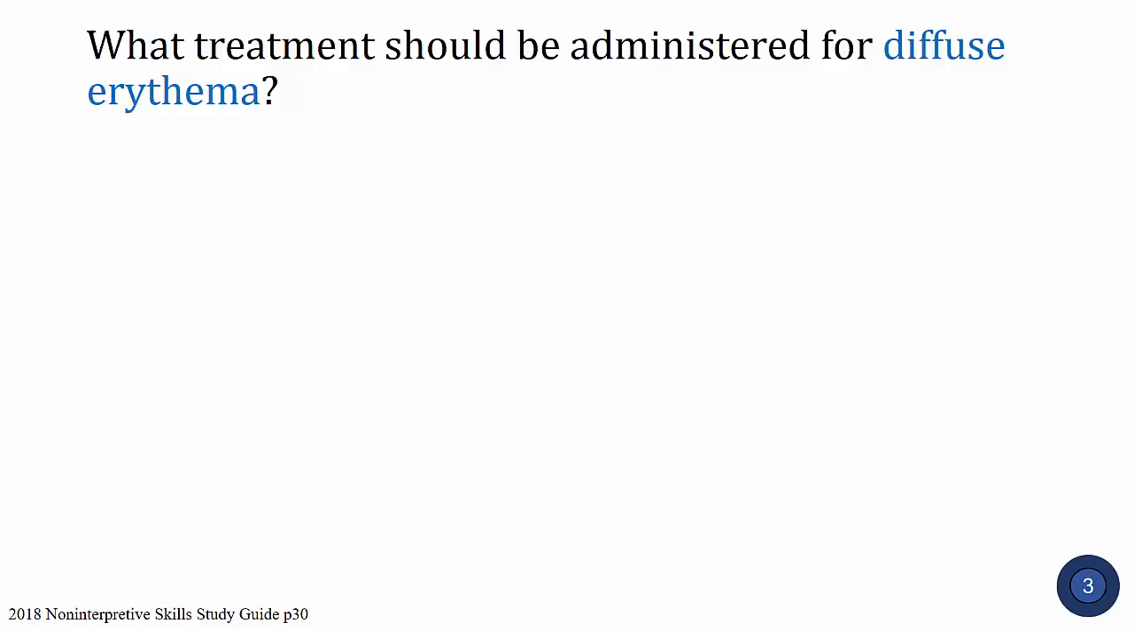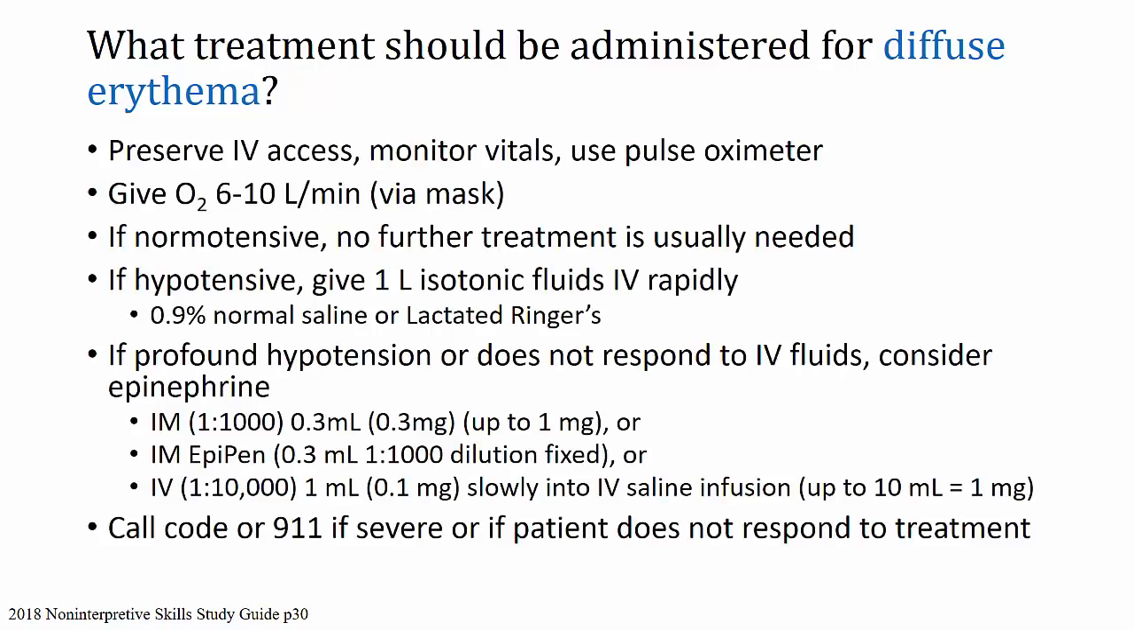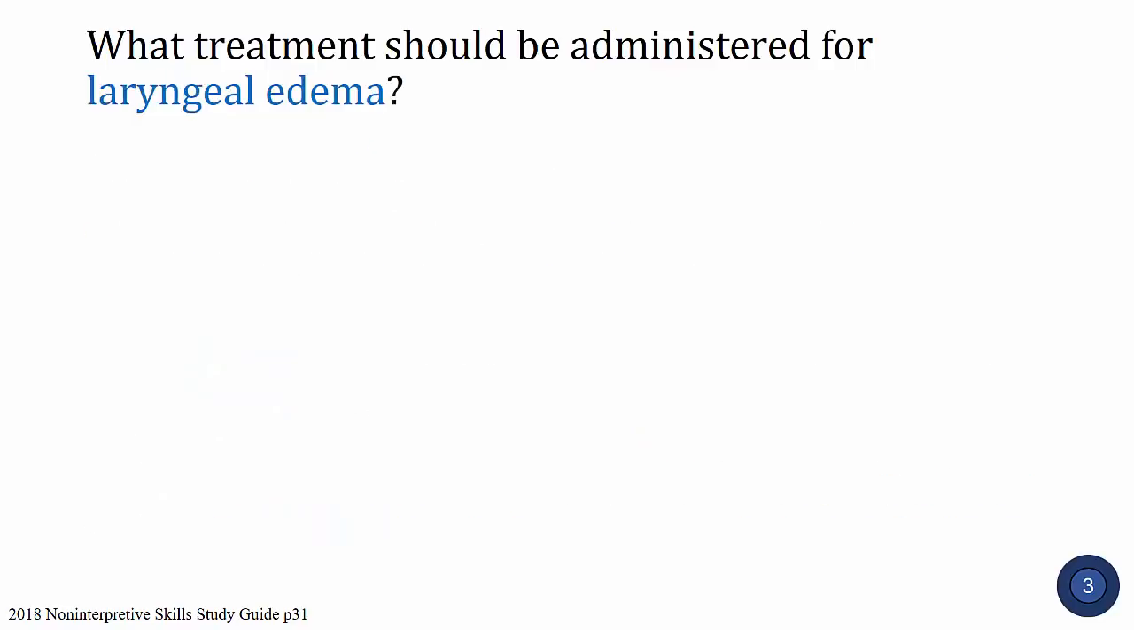Next question. What treatment should be administered for diffuse erythema? Well, like always, preserve IV access, monitor vitals, use pulse oximeter, and give O2 at 6 to 10 liters per minute via mask. And if normotensive, then no further treatment is usually needed. But if the patient is hypotensive, give 1 liter of isotonic fluids IV rapidly, and that may be normal saline or lactated Ringer's. And if there's profound hypotension or it does not respond to IV fluids, consider epinephrine, again at the doses shown here, and call a code or 911 if it's severe or if the patient does not respond to treatment.